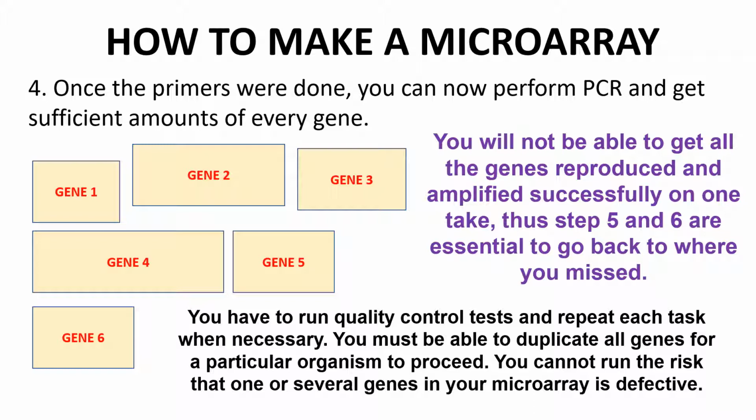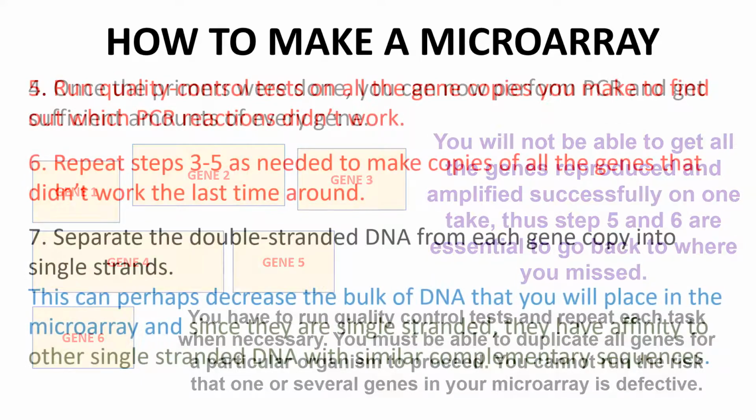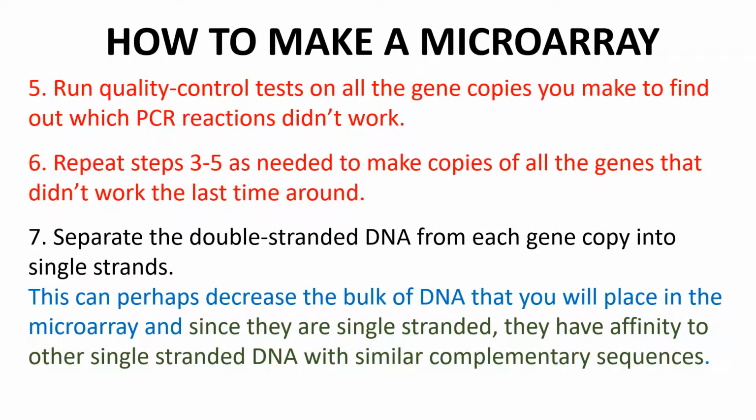So imagine doing, let's say, 10,000 PCRs or even more. So this step is easier said than done. Expect plenty of failed attempts in these steps. So steps 5 and 6 will help in ensuring that all genes are reproduced and with no defects. Step 5 here, run quality control tests on all the gene copies that you make to find out which PCR reactions didn't work. Step 6, you repeat steps 3 to 5 as needed to make copies of all the genes that didn't work the last time around.